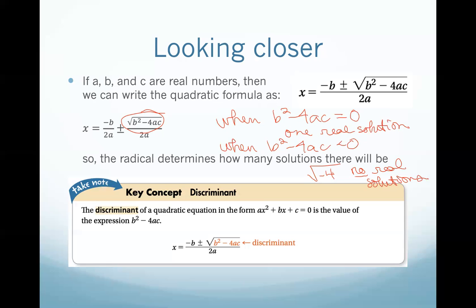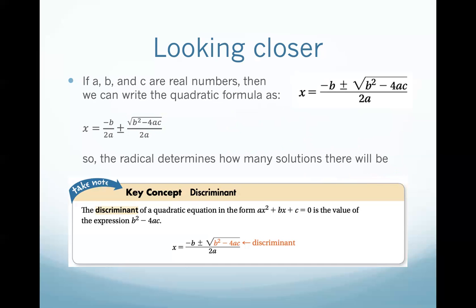And so b squared minus 4ac is called the discriminant, because if it's positive, we have 2 real solutions. If it's 0, we have 1 real solution. And if it's negative, we have no real solutions. So let's look at that breakdown again.